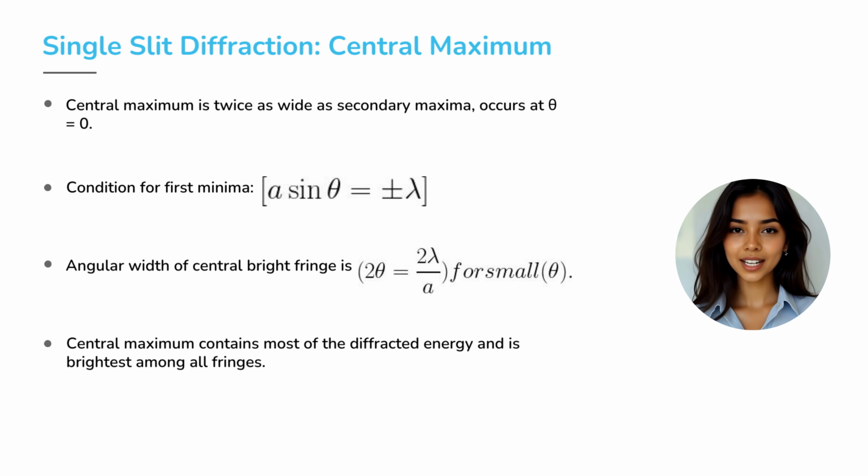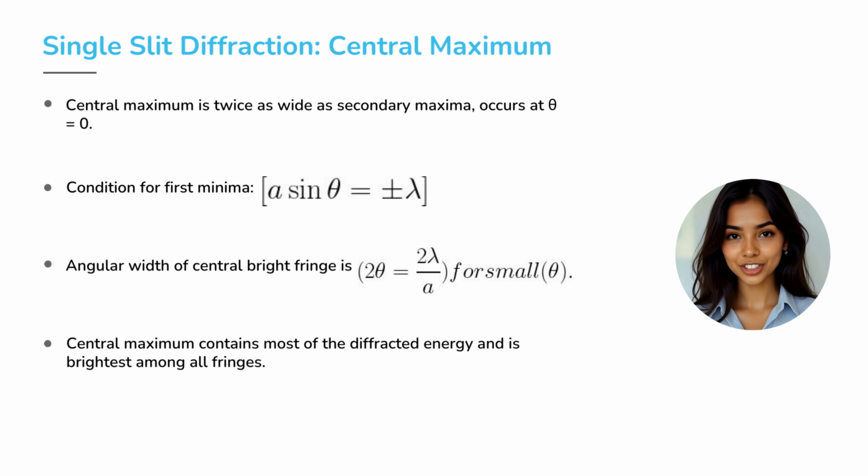Mathematically, the first dark lines or minima on either side of this central bright fringe occur where the slit width a times sine theta equals plus or minus the wavelength lambda. In other words, a sine theta equals plus or minus lambda. This is the condition for the first minima, where destructive interference knocks out the light.